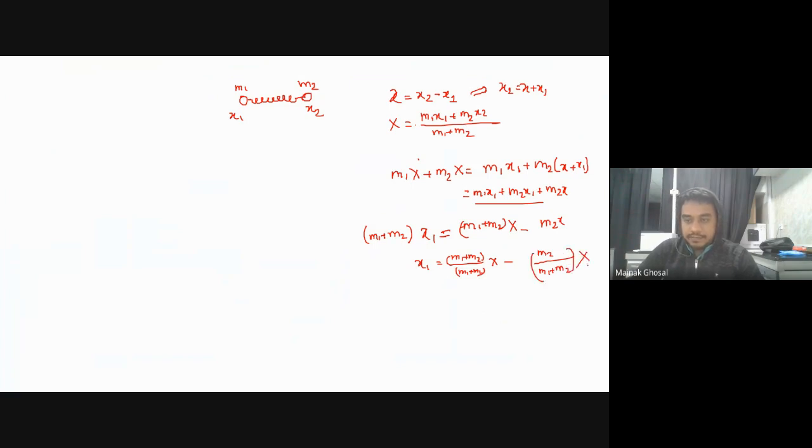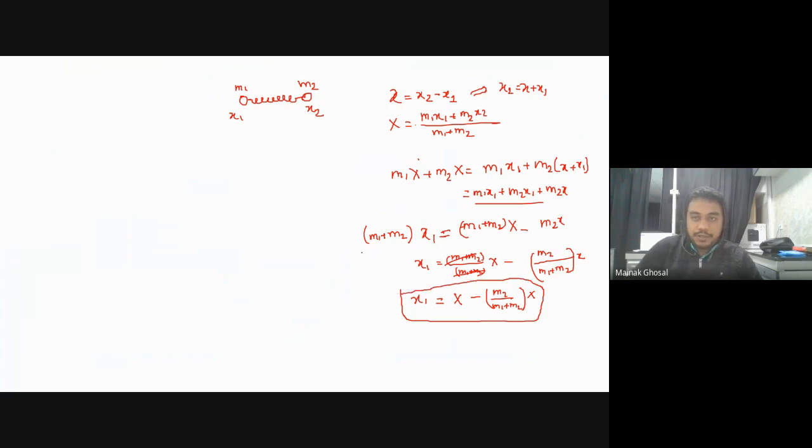Sorry, this x will be the small x. So the first term will cancel out, leaving X minus m2 by m1 plus m2 into x. This will be your x1.